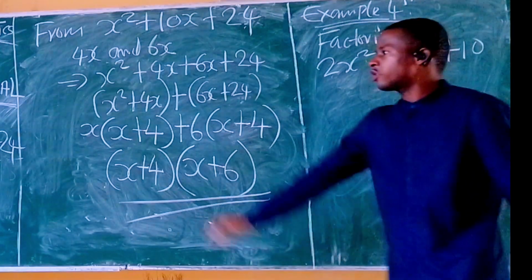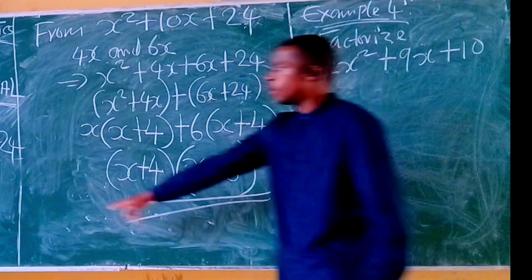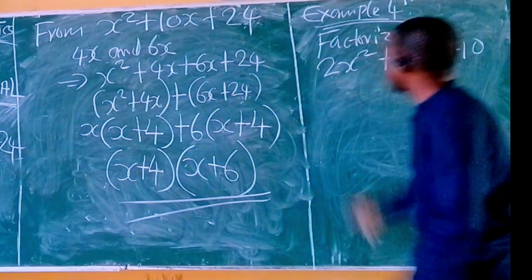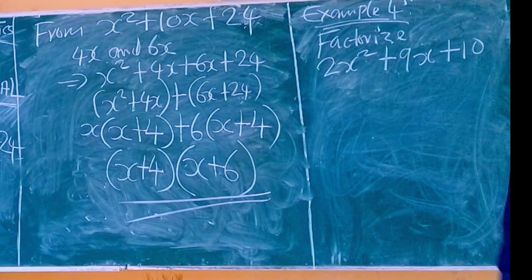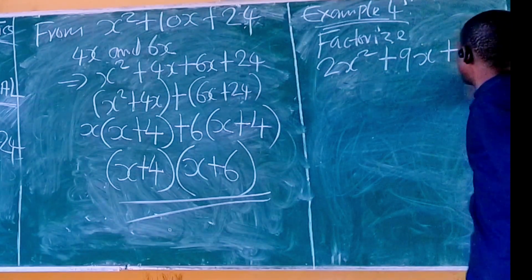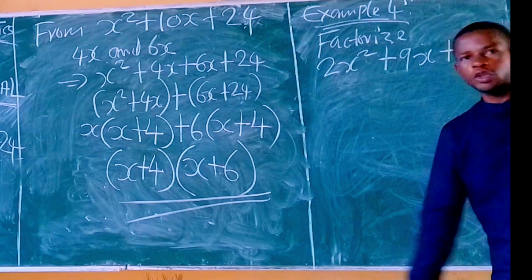Now, please pay attention. In the other ones that we solved, the coefficient of x squared was always 1. But in this one, the coefficient of x squared is 2. So you need to be careful, but it is the same method. Now if you look at this, first identify the type of quadratic equation that you are solving.